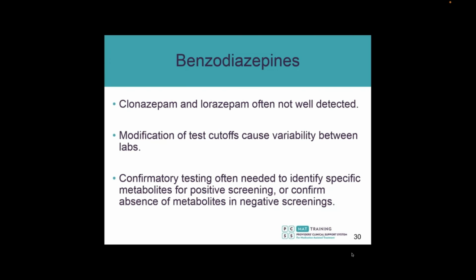And confirmatory testing is often needed to identify the specific metabolites for a positive screen or to confirm the absence of metabolites. So for example, if clonazepam comes back negative and you are prescribing that person a low dose of clonazepam, you can do GC-MS to confirm that there are levels of clonazepam and its metabolite there, but they just don't trip the enzyme immunoassay screen.